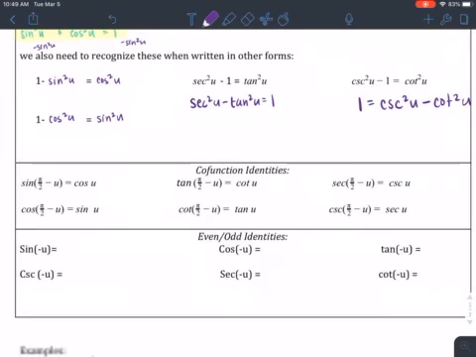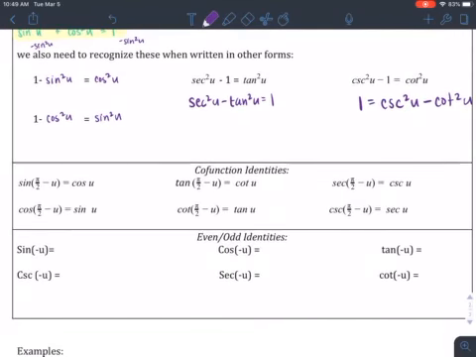The next identities, which are true for every angle that you input, are the cofunction identities. If you see sine of pi over 2 minus theta, you can replace that with the cosine of theta. It's pretty handy. Write these down. Okay?